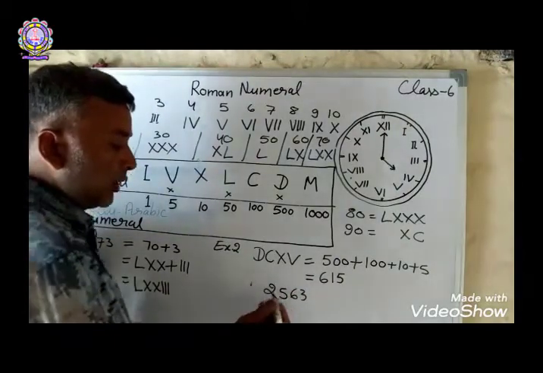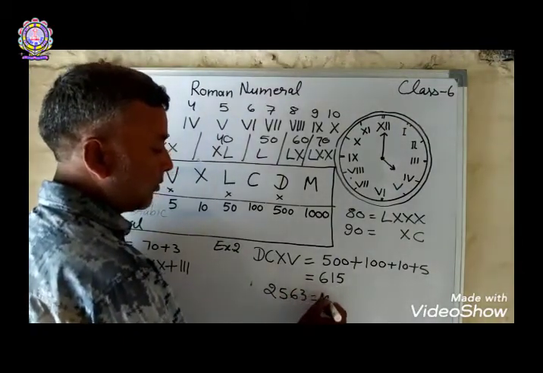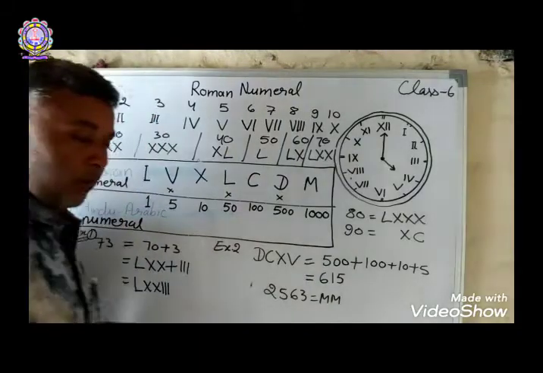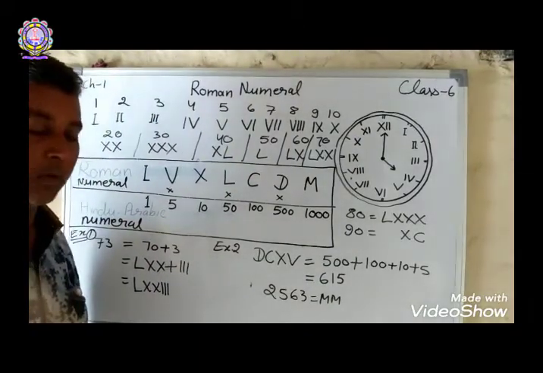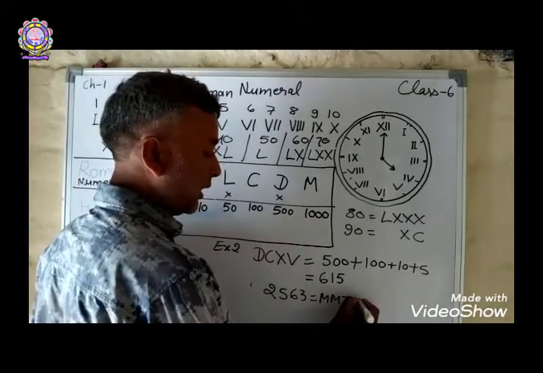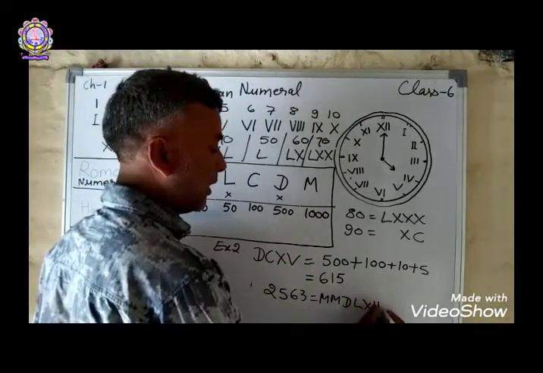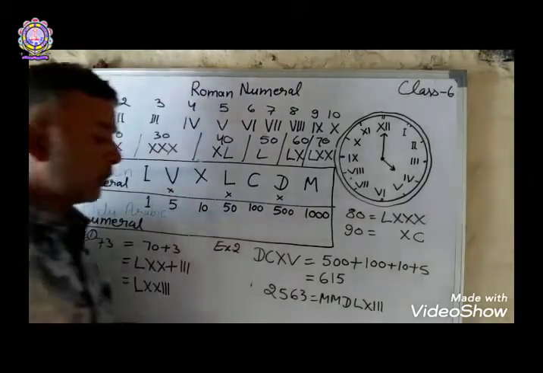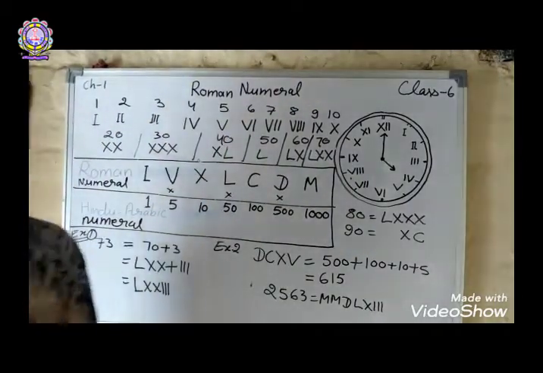Now the use of M. 2563. So we can write M for 1000, double M for 2000, D for 500, then 63: L, X, I, I, I. That is 2563.